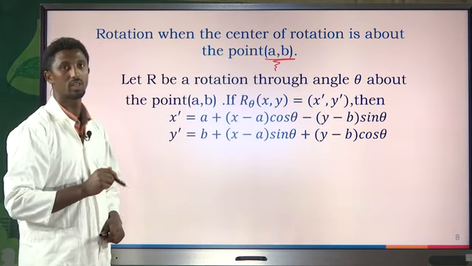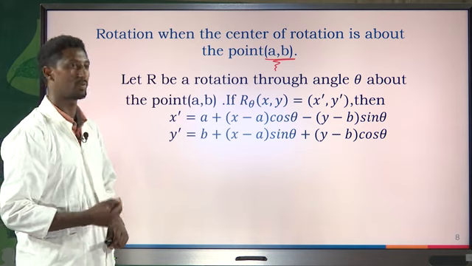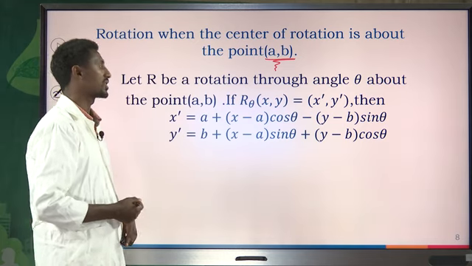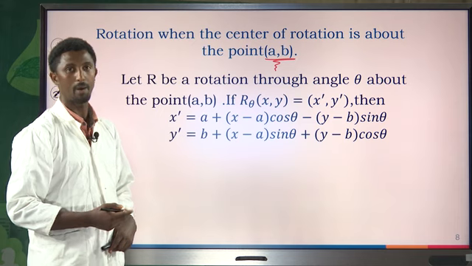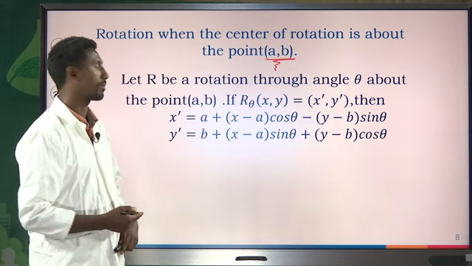So we can use this formula to find the image of a point, a line and a circle when it is rotated through angle theta about a point of rotation (a, b).